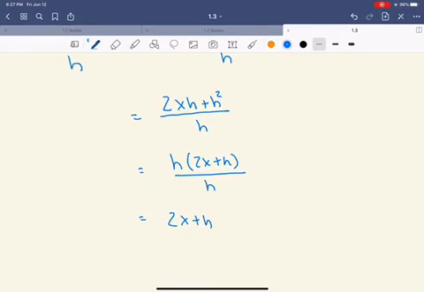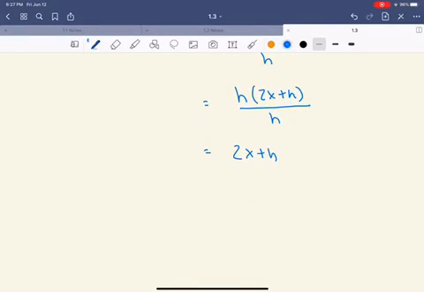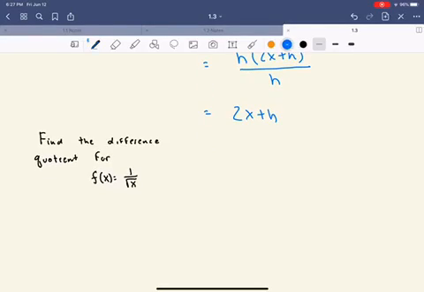Okay, let's do another one. All right, let me find a good one. Let's find the difference quotient for f of x equals 1 over square root of x. Okay, this one's a little bit trickier to set up.